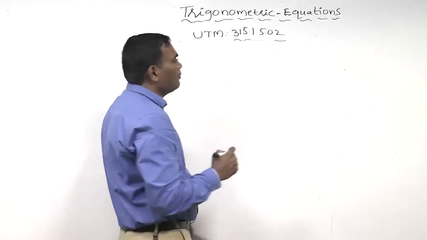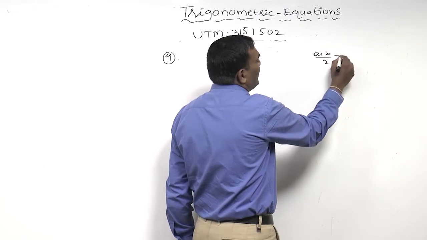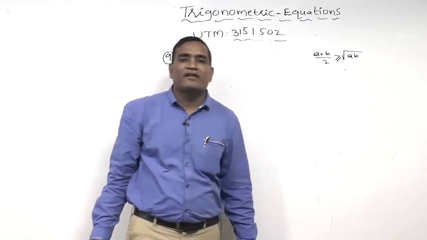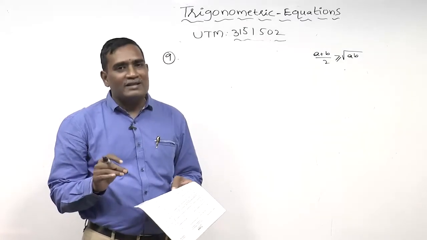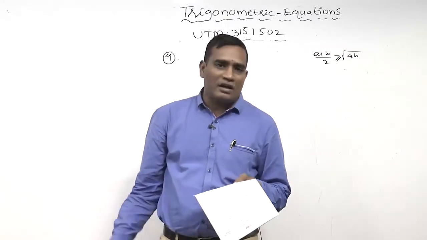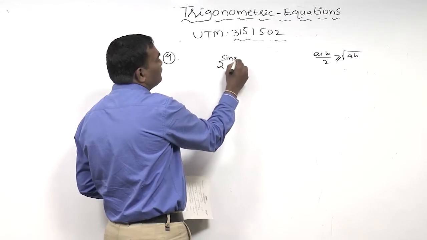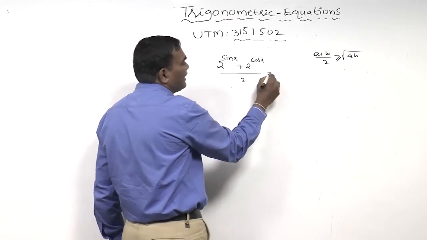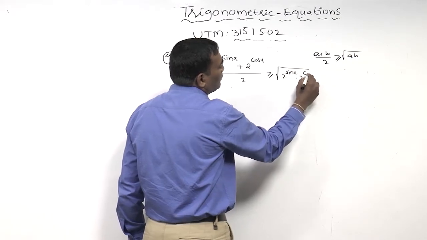What is the arithmetic mean of A and B? A plus B by 2. Geometric mean is root AB. So AM greater than or equal to GM means A plus B by 2 is greater than or equal to root AB for A and B. But here one term is considered as A, that is 2 power sin x, and another term is considered as B, that is 2 power cos x. Means here I am applying this condition only. 2 power sin x plus 2 power cos x by 2 is greater than or equal to square root of 2 power sin x into 2 power cos x.